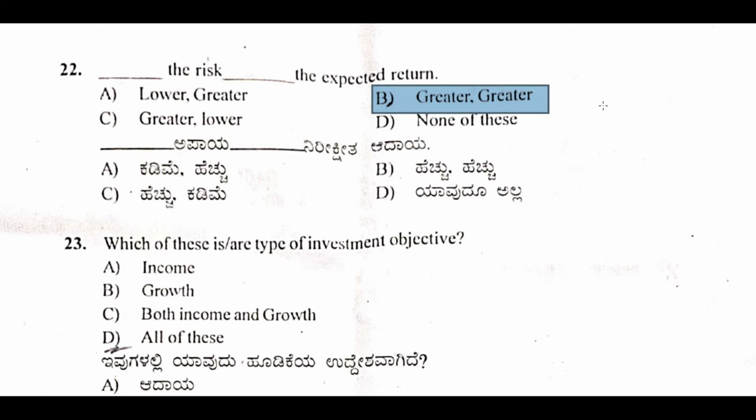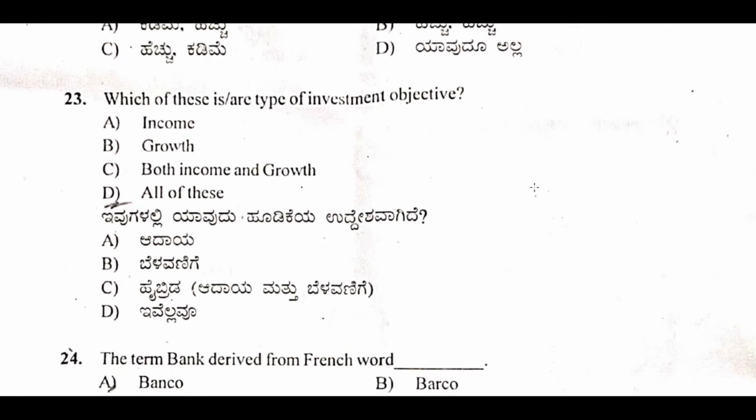Which of these are the type of investment objective? Option A, income. Or option B, growth. Option C, both income and growth. Or is it option D, all of these?